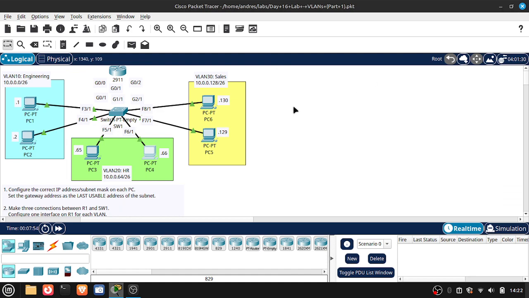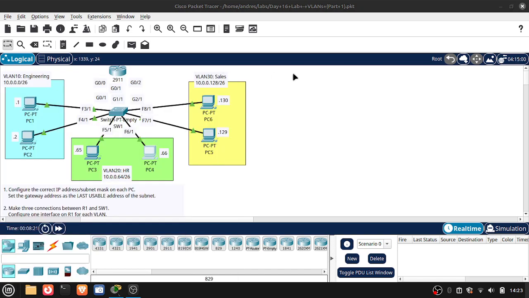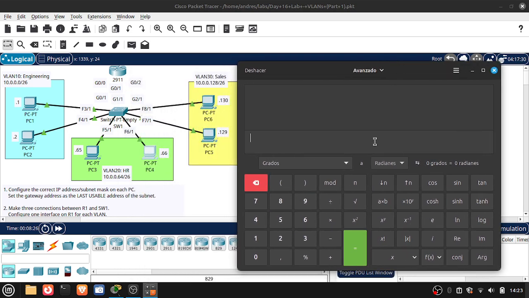And now our last subnet, that is the sales. For the sales, we have to add 128 plus 64. And how much is that? We could use a calculator, I guess. No matter your level of math, you can use a calculator or use a paper. It's okay.